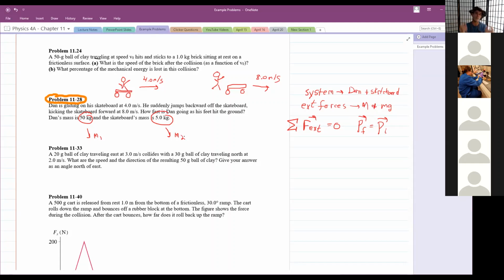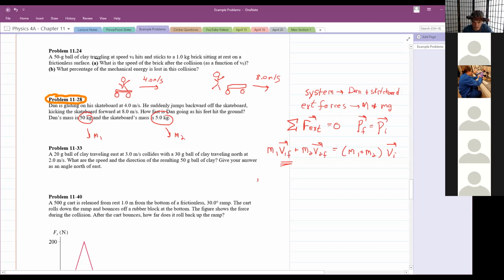And then afterwards, they're both moving at different velocities. So my final momentum is just going to be M1 V1 final plus M2 V2 final. And my initial momentum will be M1 plus M2 times V initial. I'm not writing this out as V1 initial plus V2 initial because they're both moving at the exact same 4 meters per second. So I know the mass of each object. I know their initial velocities. I know the final velocity of the skateboard. All I need to do is solve for the final velocity of Dan in this case.